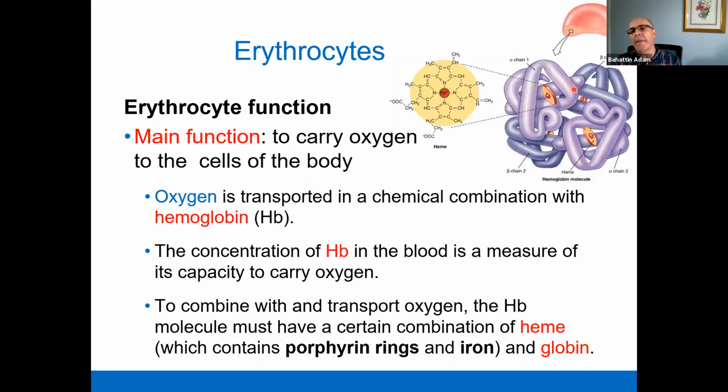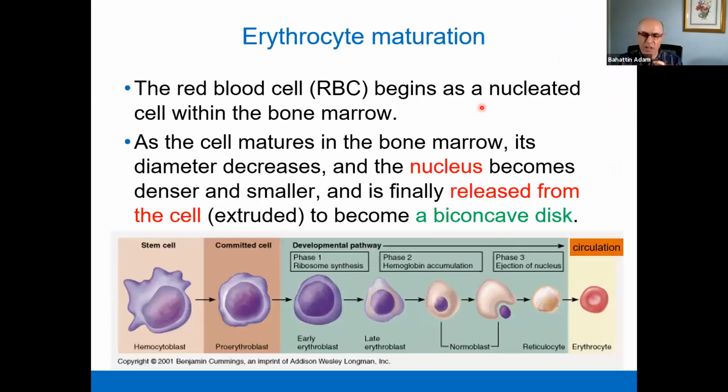Okay, these are globin for polypeptide chain, and heme for heme. Now, I'm going to show you maybe in a few slides the structure of hemoglobin again.